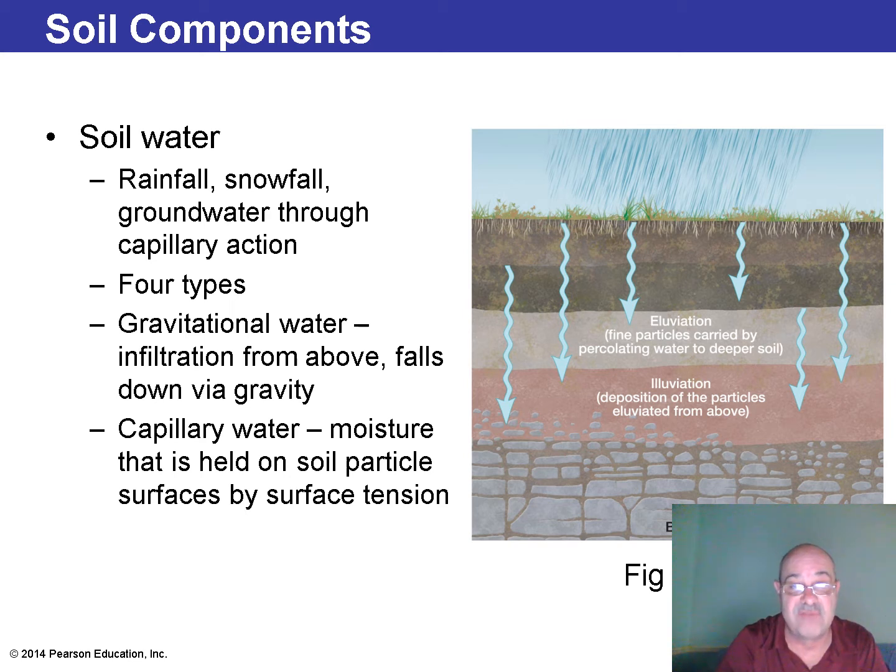So gravitational, infiltration from above falls down via gravity. Capillary water, moisture that is held on soil particle surfaces by surface tension. And then I want you to look at this eluviation and illuviation, one with an E, one with an I. Eluviation is where minerals and what have you are literally leached out of that layer and transported into the layer below. So eluviation is a leached soil. It has no minerals. It has no characteristics really to it. The illuviation is where everything ends up. So from eluviation into illuviation, and we'll see that again on the next slide.